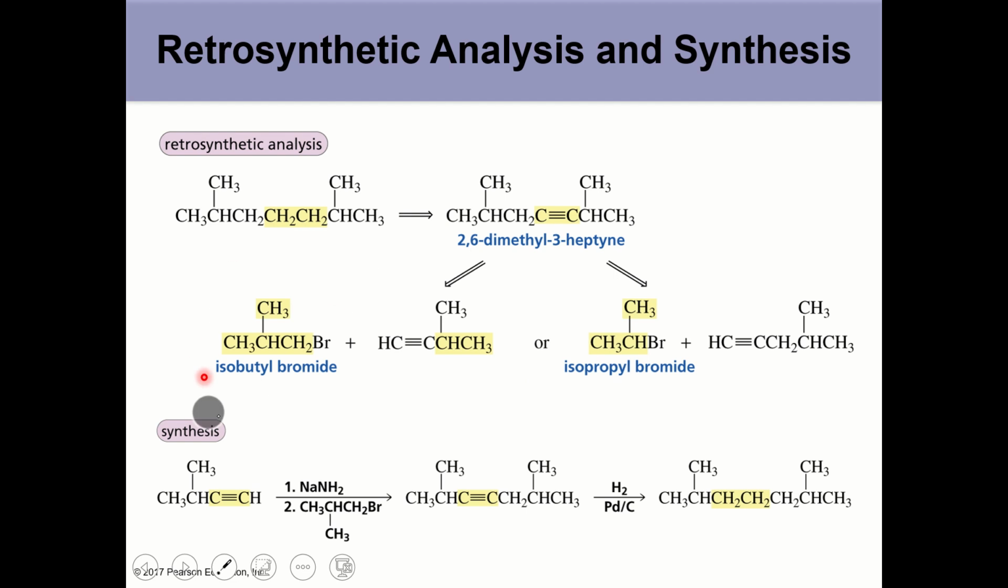So looking at the first case with the 4-carbon alkyne, they take their 3-methyl 1-butyne, react it with sodium amide, followed by the 1-bromo 2-methyl propane to make the 2,6-dimethyl 3-heptyne. The 2,6-dimethyl 3-heptyne is treated with H2, Pd/C, and produces the 2,6-dimethyl heptane.